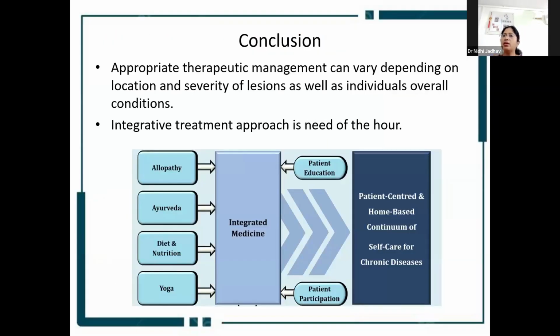So to conclude, I would say in a case of oral lichen planus, we have to have an integrated medicine plan. We should make use of allopathy along with a few concepts of Ayurveda, diet alterations and lifestyle alterations like exercising, as we mentioned, and try to give our patient a more integrative treatment plan so that we are able to avoid recurrences of these lesions and the patient can continue with some home based continuum of self care, which will help in preventing the occurrence of these lesions. With this I conclude my presentation.